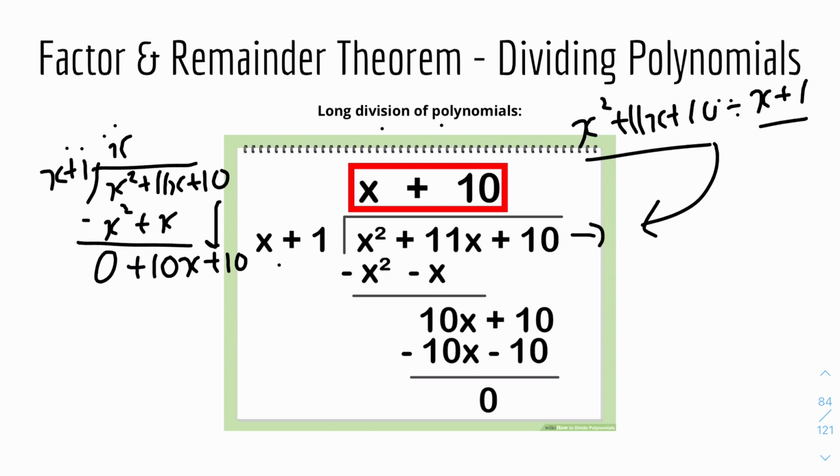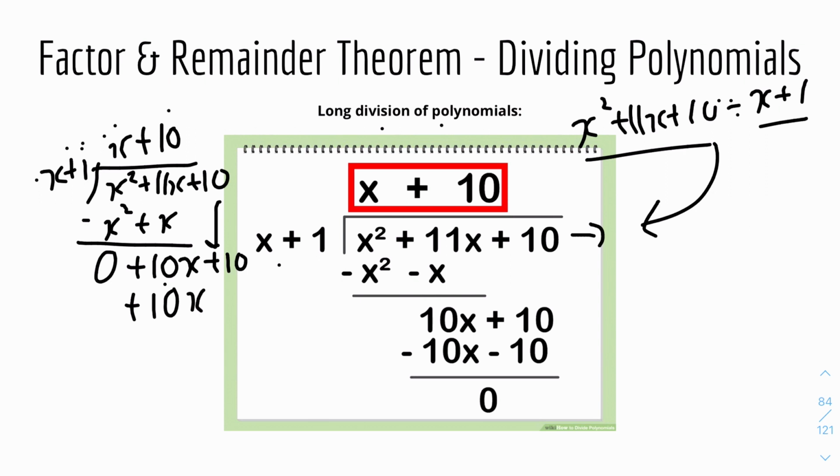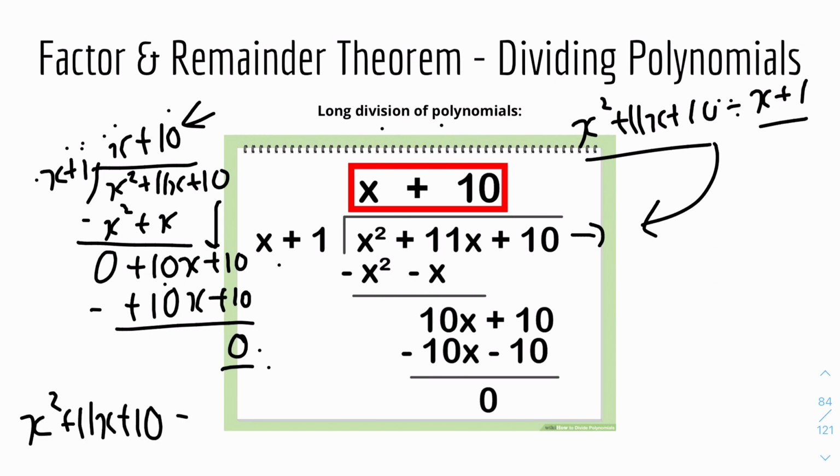So same as just now, you have to get from x to 10x because 10x is the first number. So it'll be 10, because 10 times x will be 10x. So it'll be plus 10x. And 10 times 1 will be 10. And minus everything will be 0. So when you have a remainder of 0, then this is a factor. That means that x squared plus 11x plus 10 is equal to x plus 1 times x plus 10.